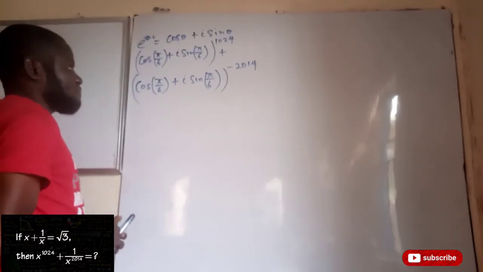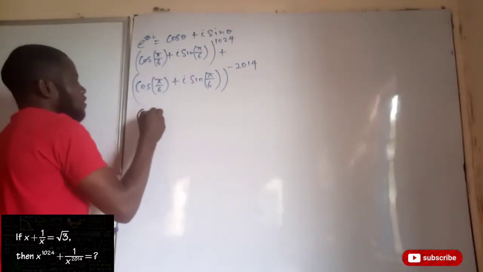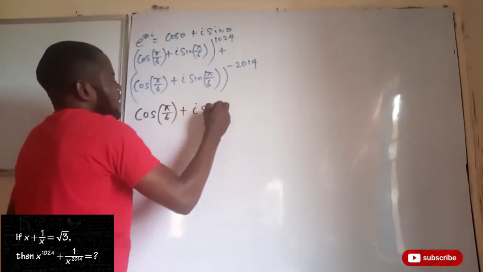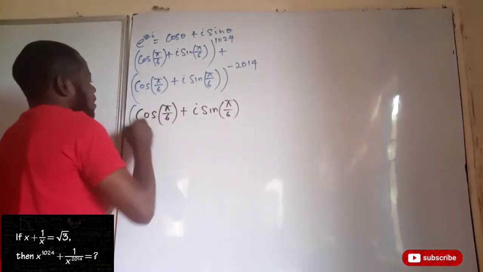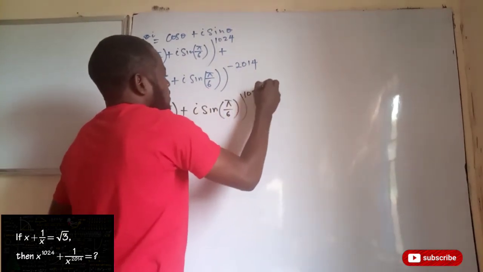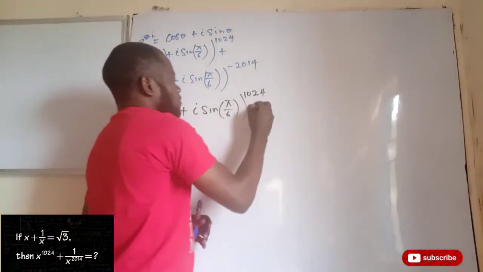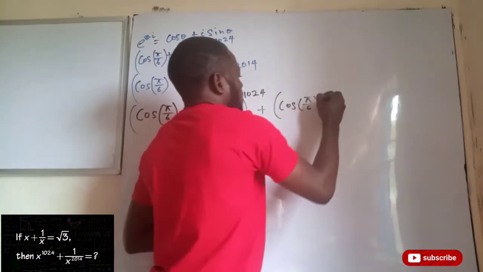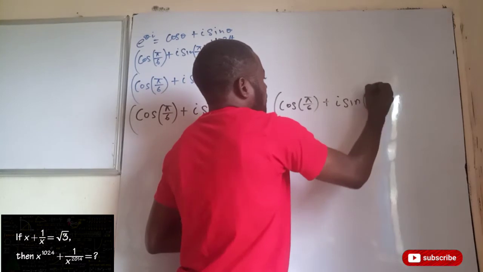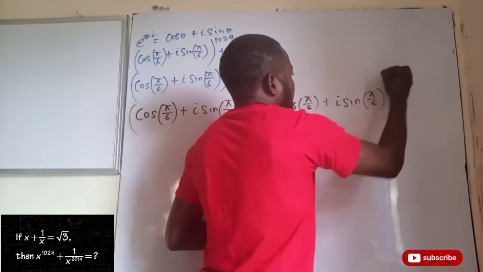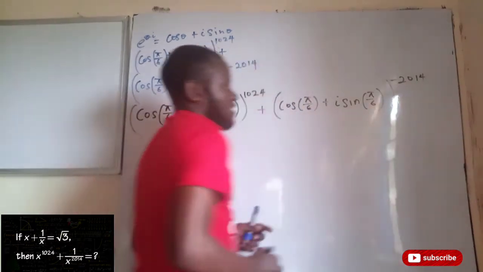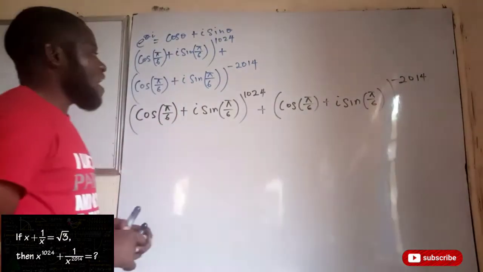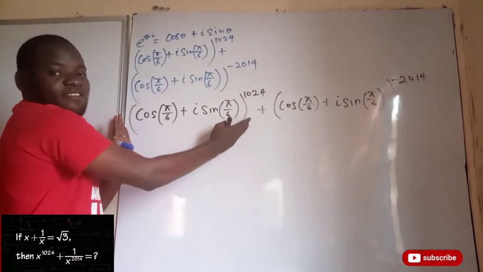Okay guys, let's move on now. So this is what we have now: cos of pi over 6 plus i sine of pi over 6, all raised to the power of 1024, plus cos of pi over 6 plus i sine of pi over 6, all raised to the power of negative 2014. Okay, if this is the case, now we have to recall something because we still need to expand this bracket.